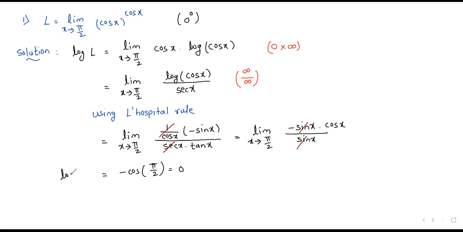Here, it is log of L to the base e. So therefore L will be e to the power 0, and what is e to the power 0? It is 1. So this will be your answer. Okay, so I hope this example is clear, right? Let's see some more examples.